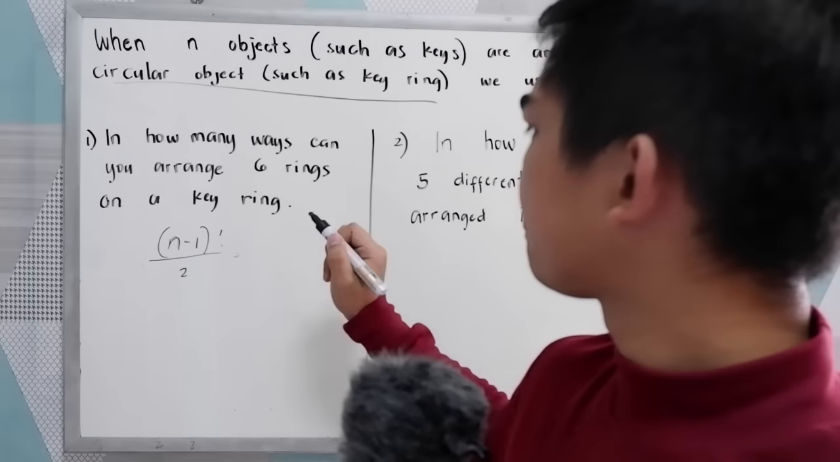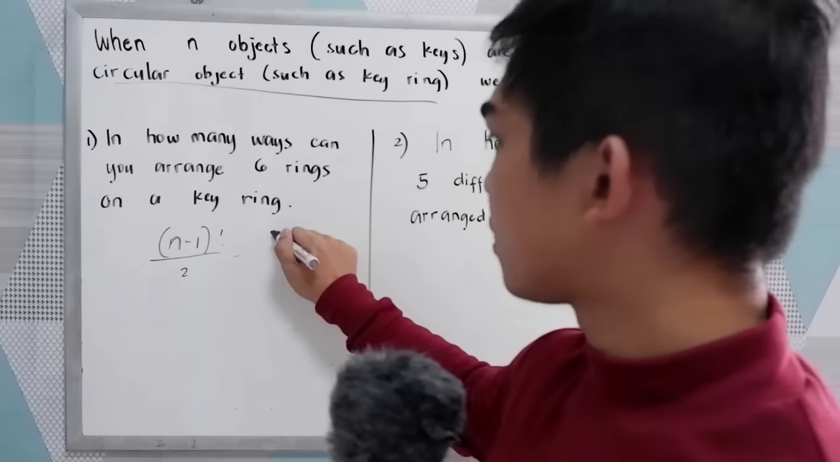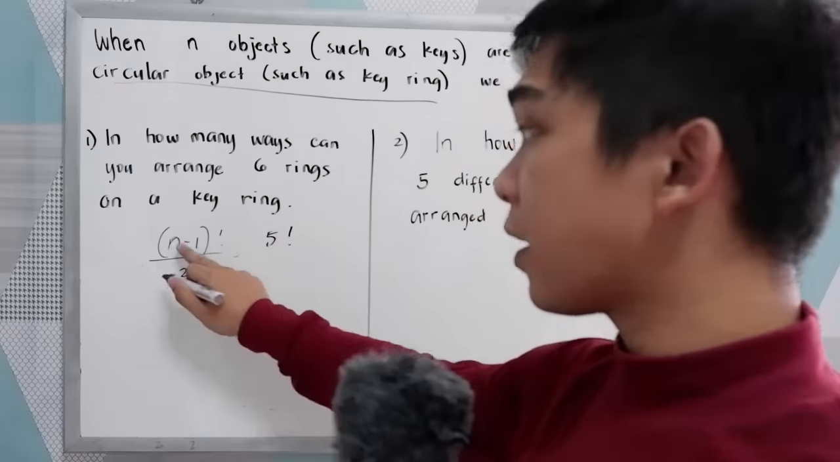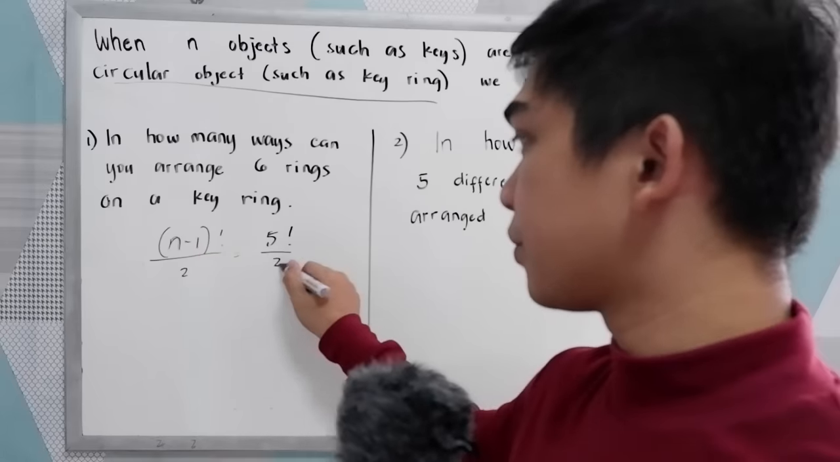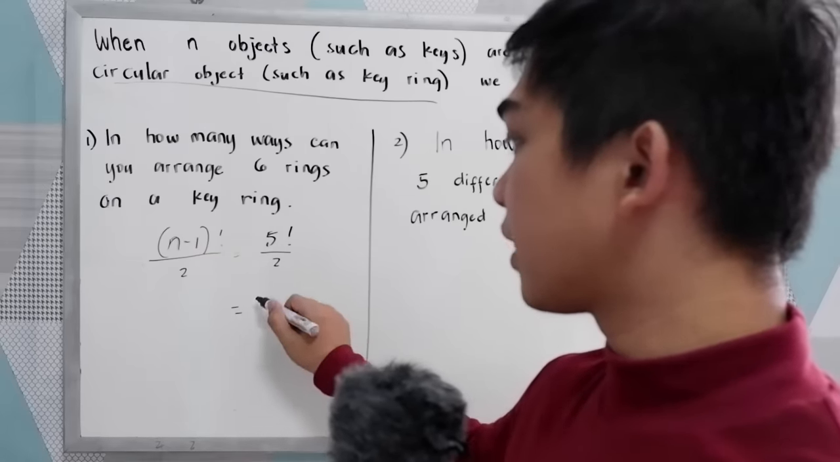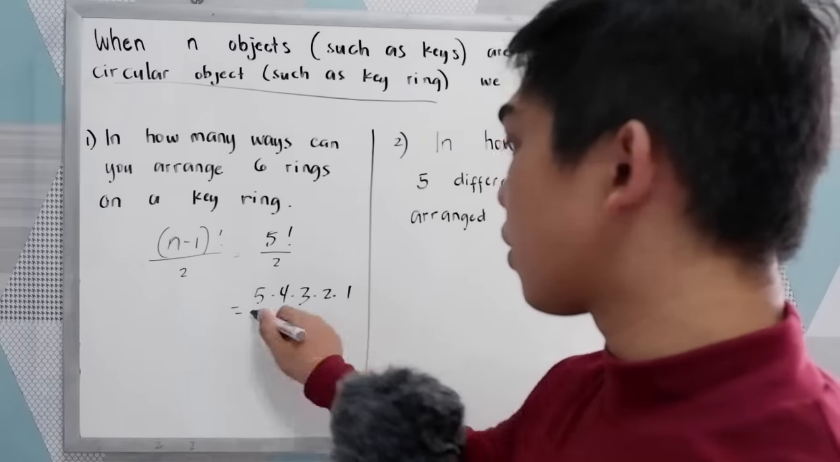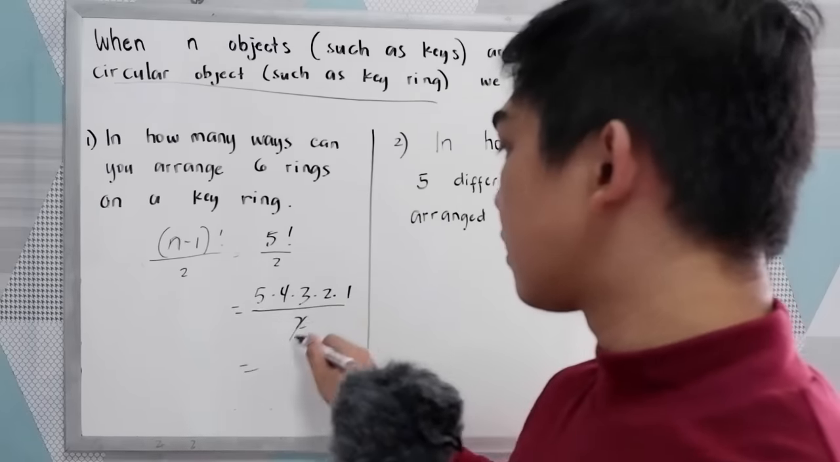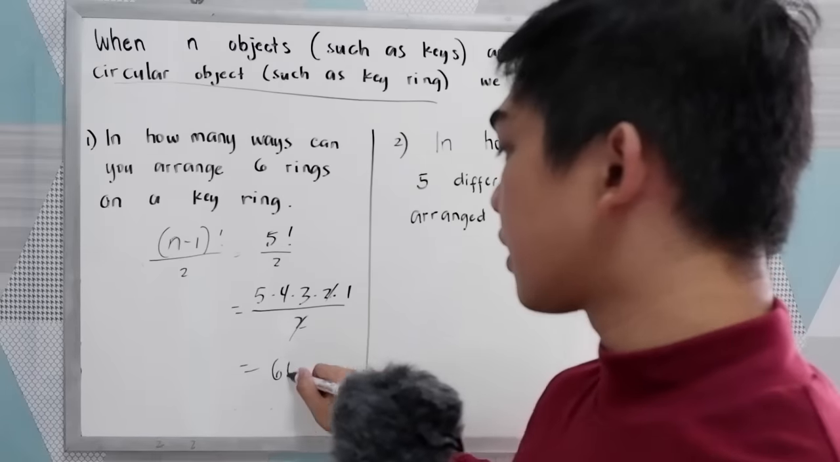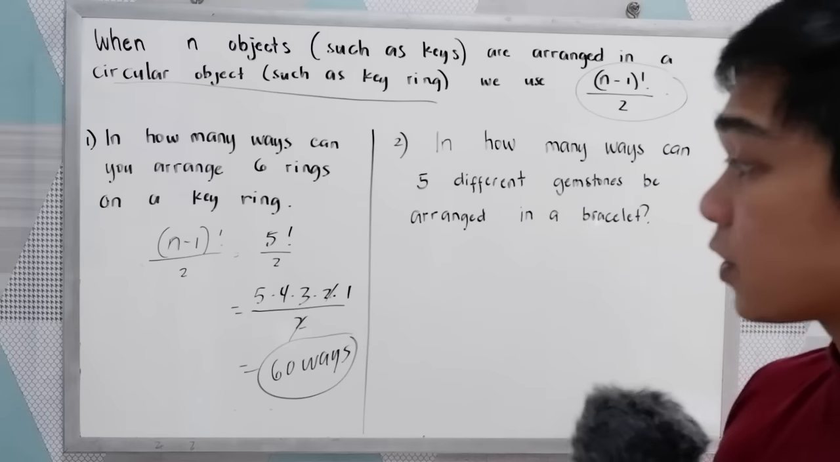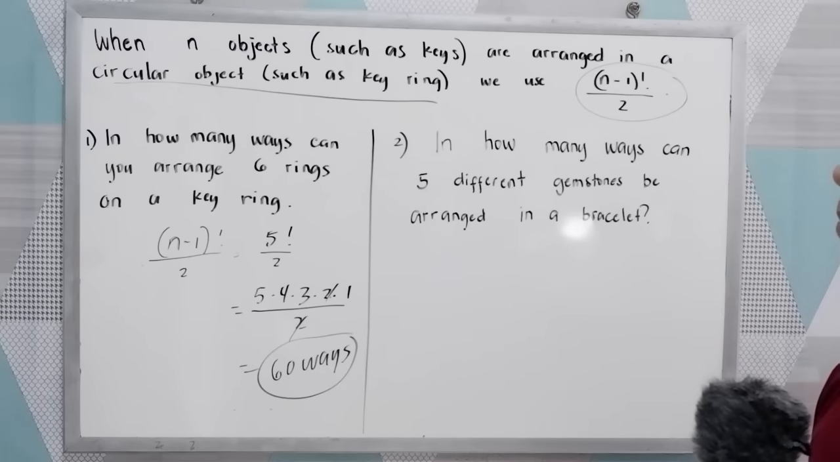So we have 6 minus 1, we have 5 factorial all over 2. And 5 factorial is 5 times 4 times 3 times 2 times 1 all over 2. So cancel. So there are 60 ways. 5 times 4 is 20, times 3 is 60 ways.